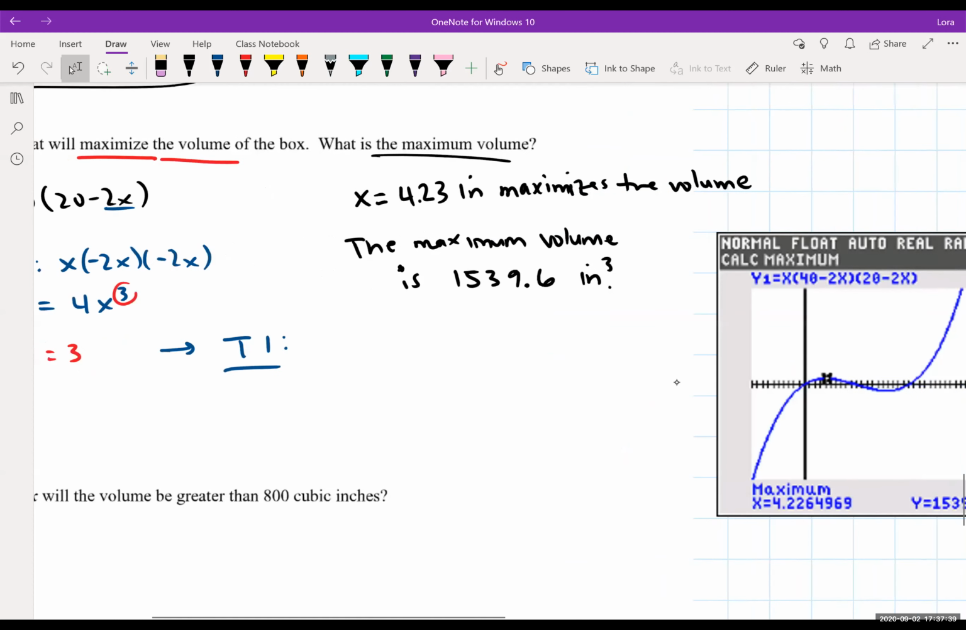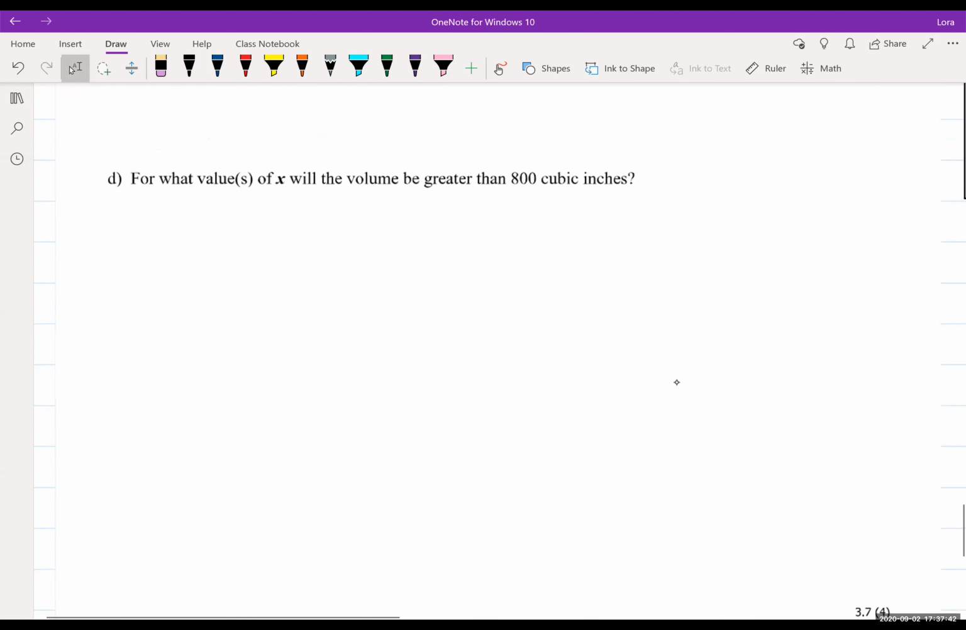So one last question. We want to understand, for what values of X will the volume be greater than 800 cubic inches? So this would be a case where we're still dealing with the volume. So Y1 will be the volume, X times 40 minus 2X times 20 minus 2X. But we would need to understand comparison. So we're going to look at Y2 as 800, just so that we can see where the graph ends up being greater than or above that line. So let's go back real quick to our TI, analyze just a little bit further, and we're almost there.